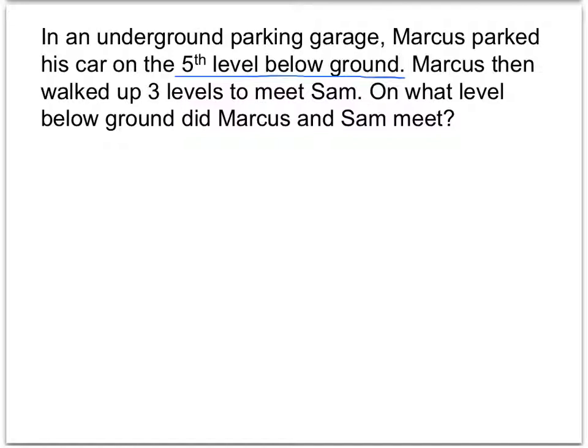But then it says that he walked up 3 levels. Well, that means we're going to add 3 to the level. And then the question is, on what level did they meet? To set this up, we're going to start off with the number -5 to indicate that he started below ground, 5 levels below ground. And then he walked up 3 levels. And so the question is, what level is he on now? So there is an equation that fits naturally with this word problem that involves taking a negative number and then adding a positive number. So there's an example of why we would want to add negative numbers.